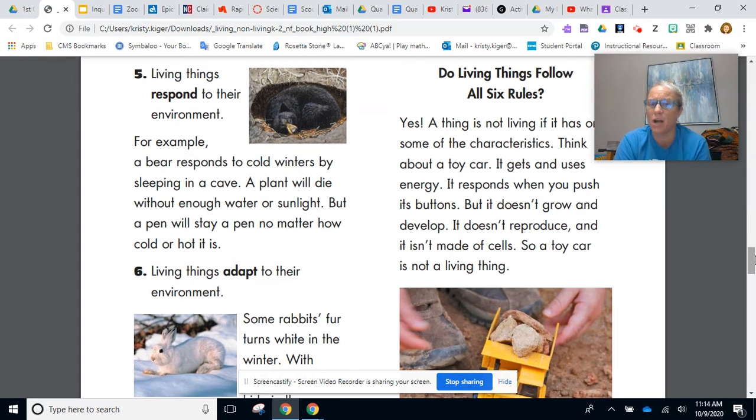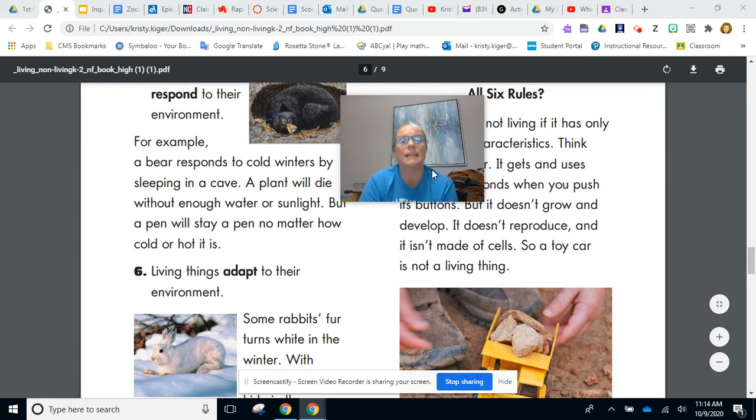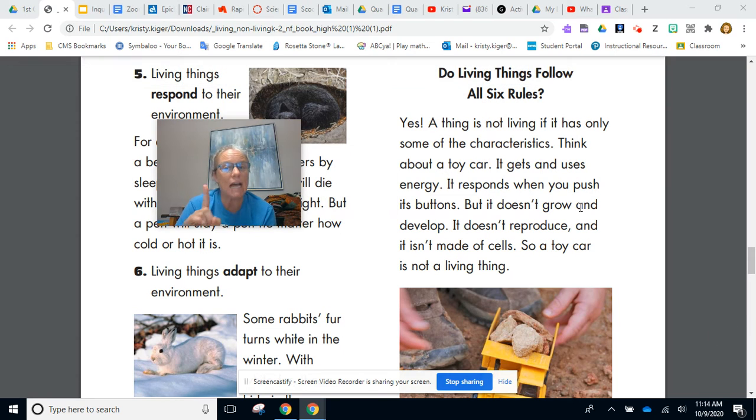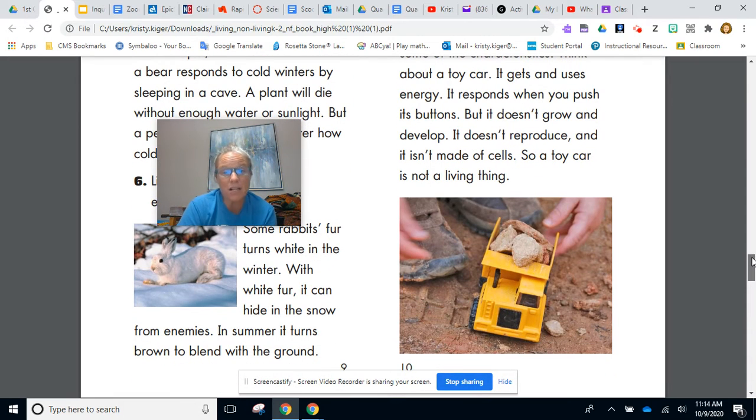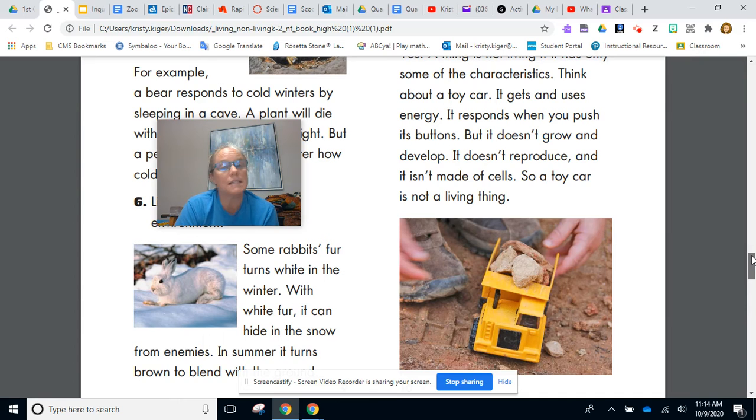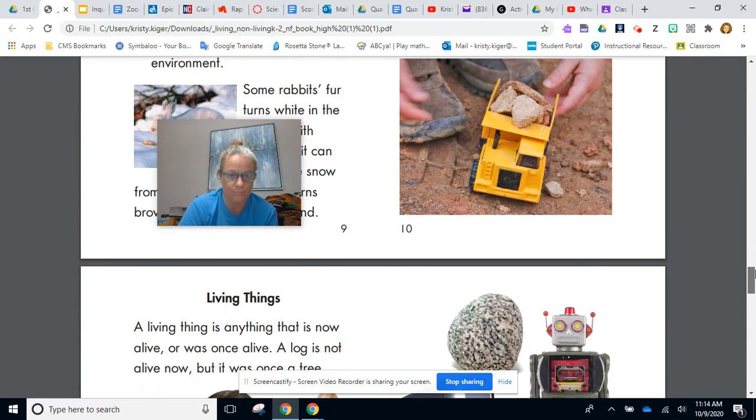Do living things follow all 6 rules? Yes. A living thing is not living if it has only some of the characteristics. Think about a toy car. It gets and uses energy. It responds when you push its buttons, but it doesn't grow and develop. It doesn't reproduce, and it isn't made of cells. So a toy car is not a living thing.